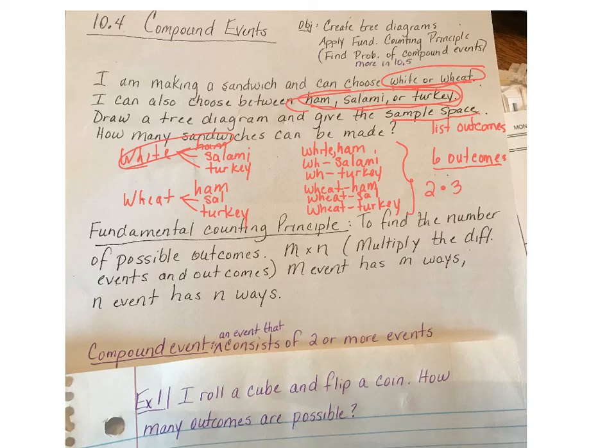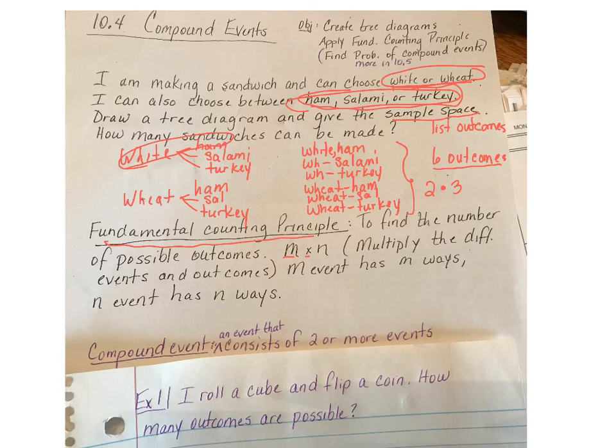That is what we call the fundamental counting principle, and it says to find the number of possible outcomes, you take m times n, which means multiply the different events and the outcomes. Event m has m ways of occurring, event n has n ways of occurring.